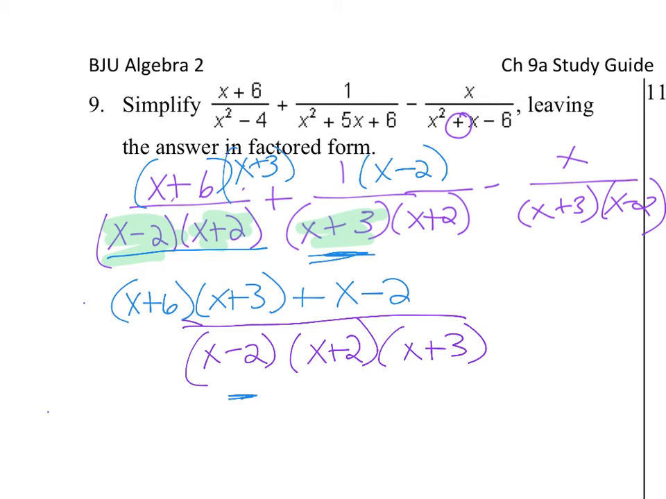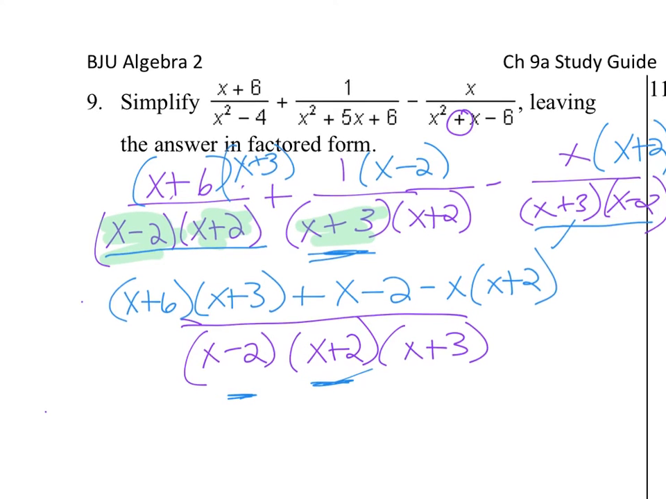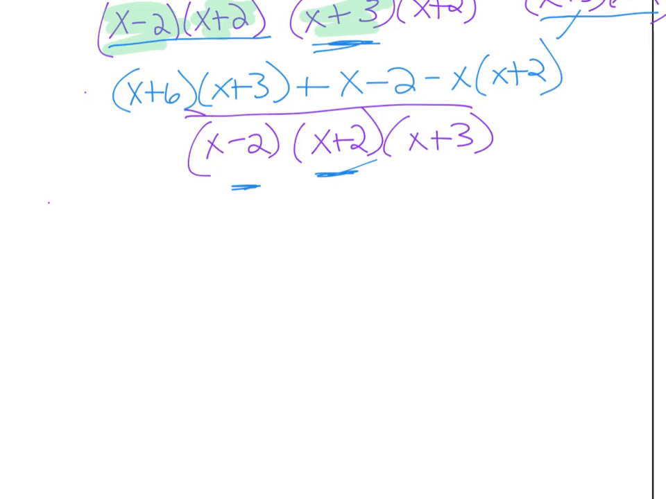All right. Now for the third term here, I've got plus 3 and a minus 2. I need the x plus 2. So I'm going to multiply this by x plus 2. So I get minus x times x plus 2. All right, so now I just have to simplify that. I'm going to have to FOIL and then put things all together.